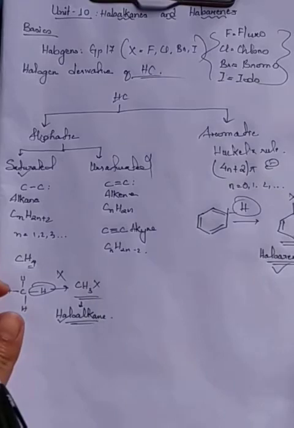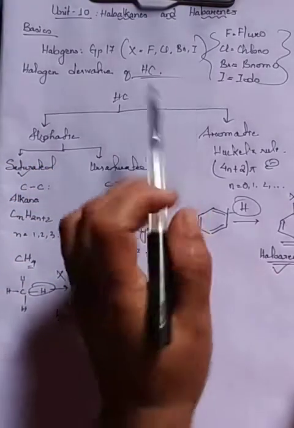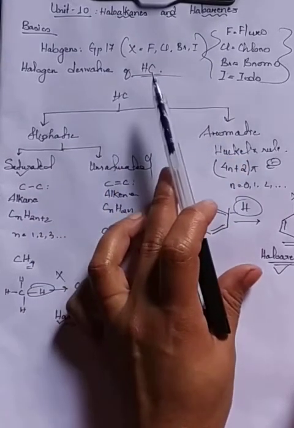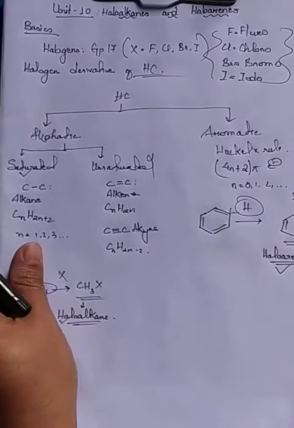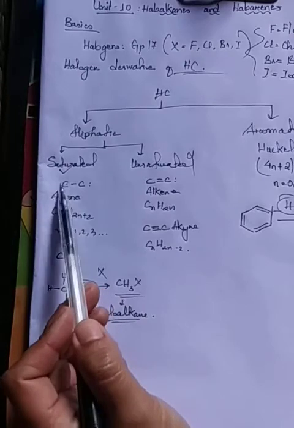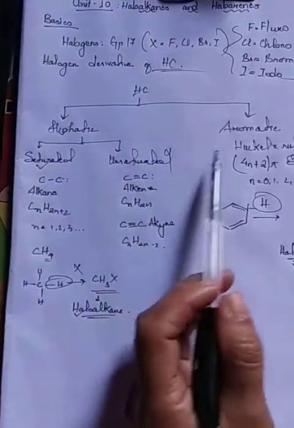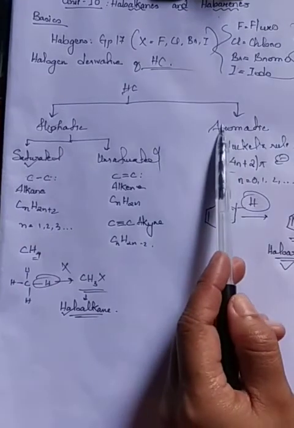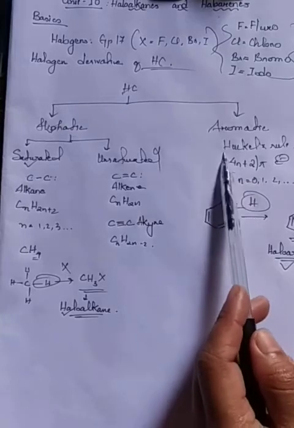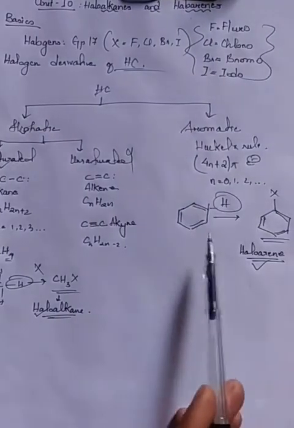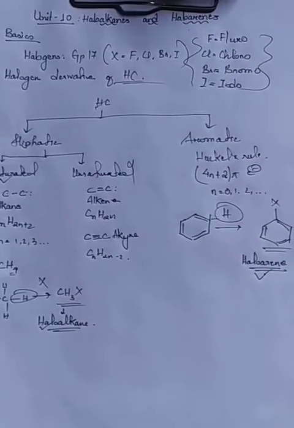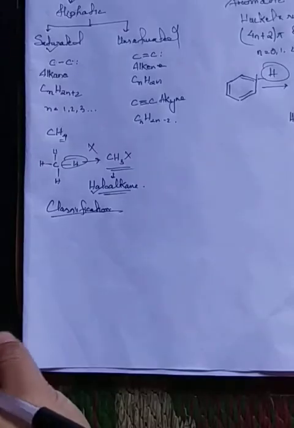For us to understand this chapter better, remember that haloalkanes and haloarenes are the halogen derivatives of hydrocarbons. The haloalkanes that we will be studying belong to saturated aliphatic hydrocarbons. That means there is only carbon-to-carbon single bond. The second one is the haloarenes, which belong to the aromatic hydrocarbons, that is, they are derivatives of benzene, following Huckel's rule, having 4n+2 pi electrons. This is the basics of our unit, haloalkanes and haloarenes.